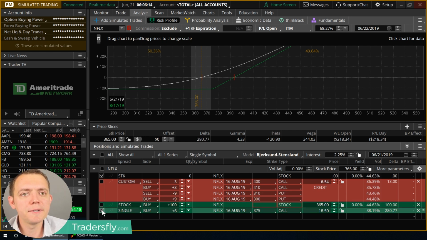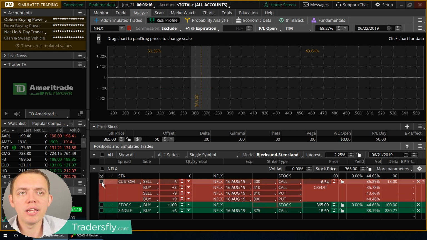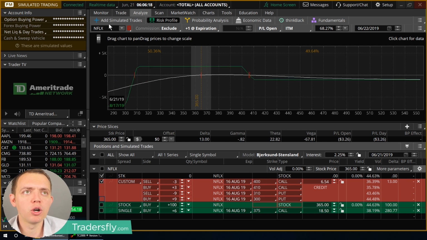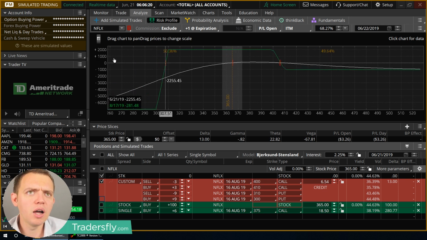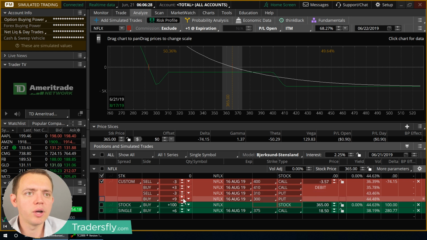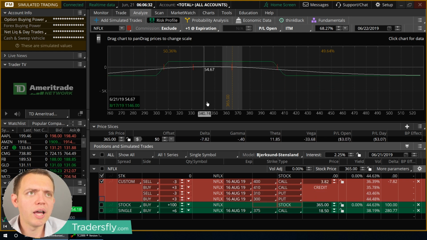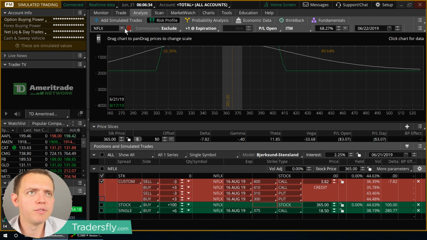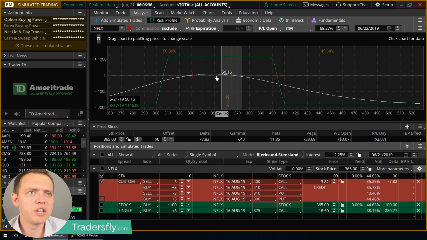So that's really delta in a nutshell, and this does apply to spreads. So if I go into, let's say, an iron condor, and this one's a little more skewed, you could have a positive delta here. I could go ahead and skew it the other way. So give me a second here. Now I have a more even iron condor, which gives me a little bit of a negative delta. So you can see here I have a negative 7.82 delta.